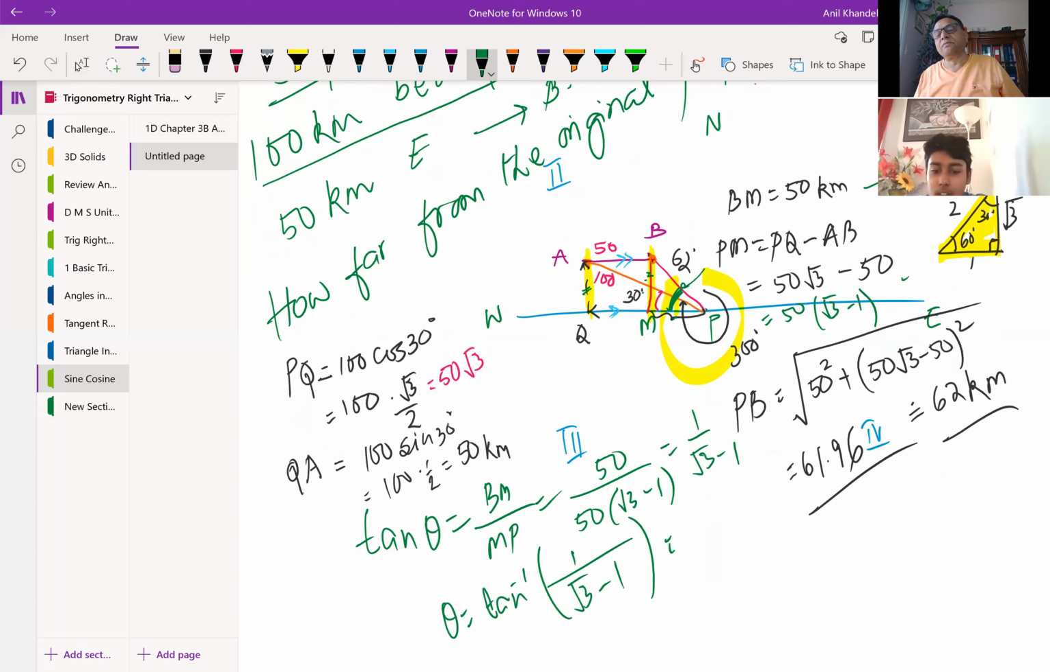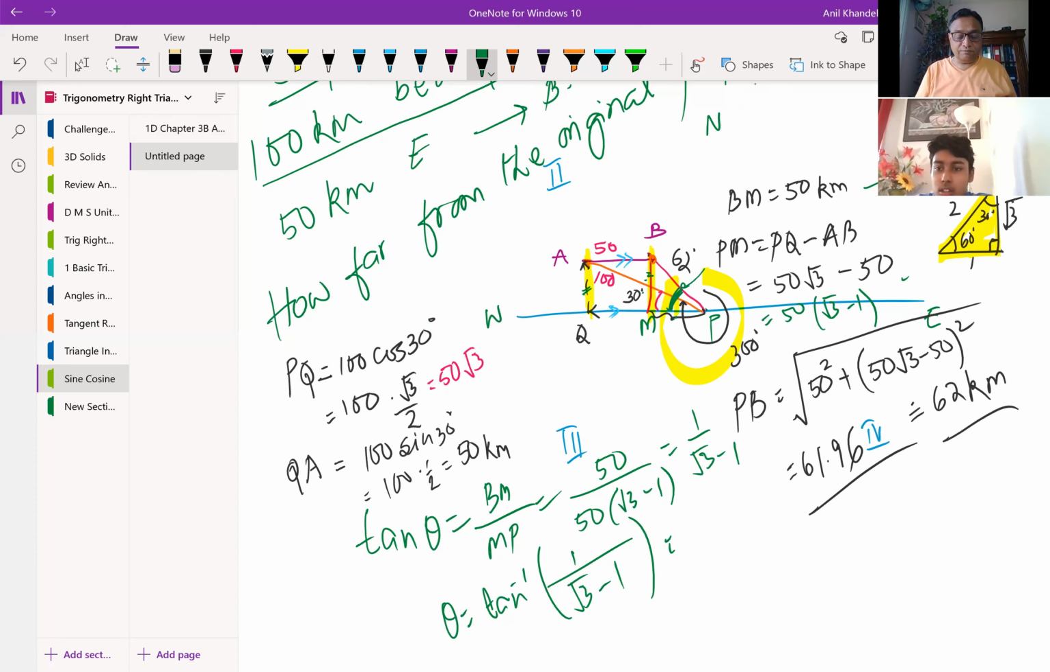Can you calculate this? Put your calculator, yes sir, in degrees. It is already in degrees for you. So I'll do shift tan inverse within brackets, 1 divided by, we'll put brackets, square root 3 minus 1. I got 23 degrees, sir.